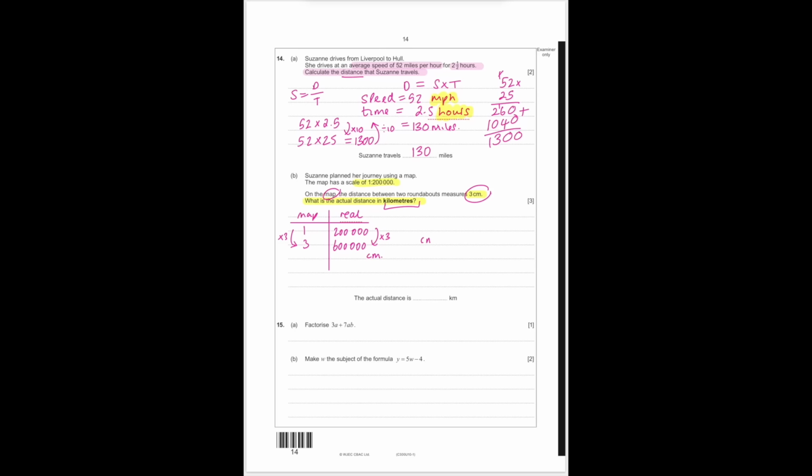Okay, so to go from centimetres to metres to kilometres. Centimetres to metres, we would divide by 100. Metres to kilometres, we would divide by 1,000. So we're going to do 600,000 divided by 100. So that is 6,000 metres. But then we need to go from metres to kilometres. So then we're going to do 6,000 divided by 1,000, which is 6 kilometres. And we're going to pop 6 kilometres on our answer line.